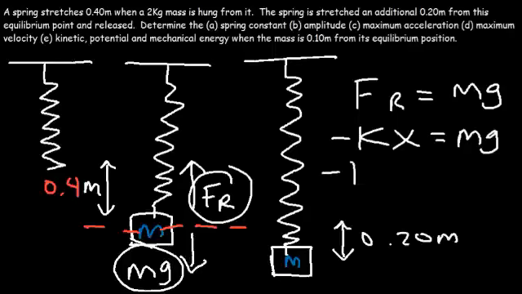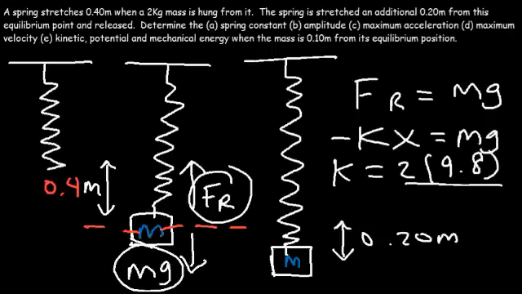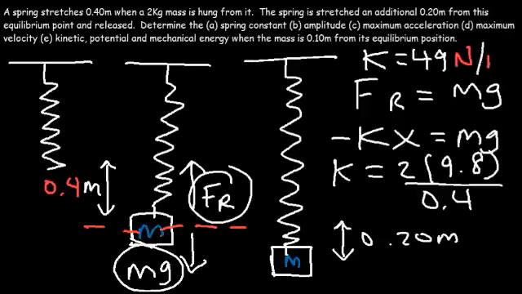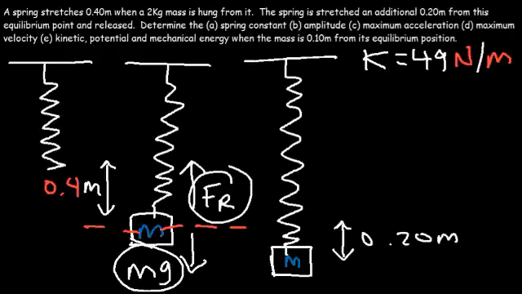Now let's solve for k. So k is going to be equal to mg divided by x. So the mass is 2 kilograms, g is 9.8, and it stretches by a distance of 0.4 meters. So 2 times 9.8 is 19.6 divided by 0.4 is 49. So k is 49 newtons per meter. Now what about part B? What is the amplitude in this problem? What do you think the amplitude is equal to?